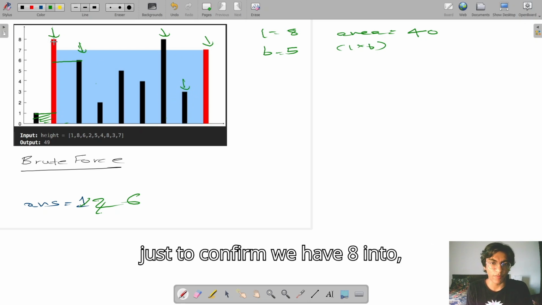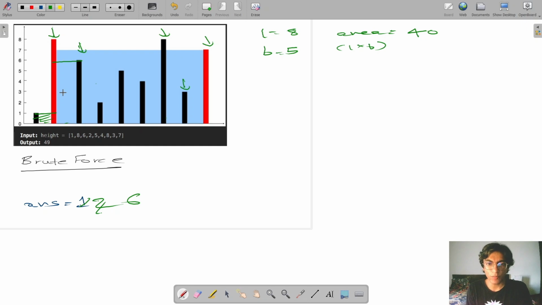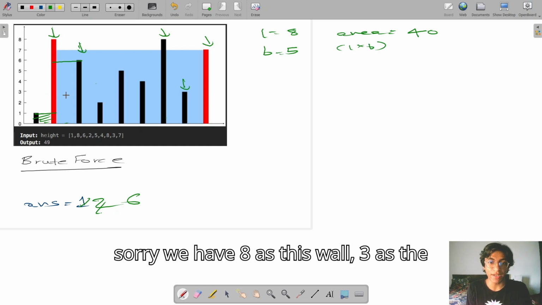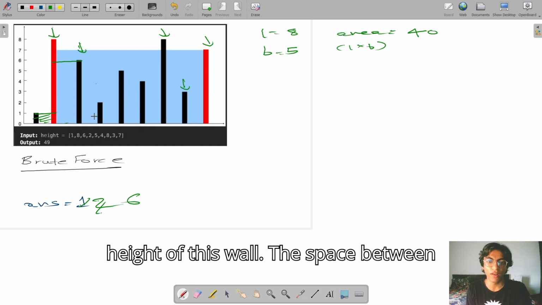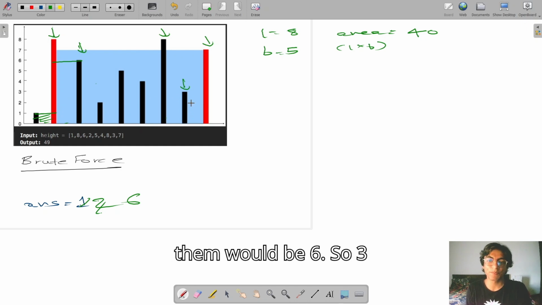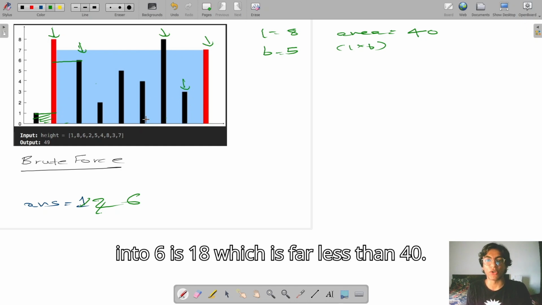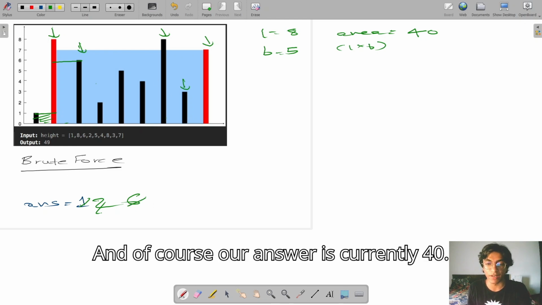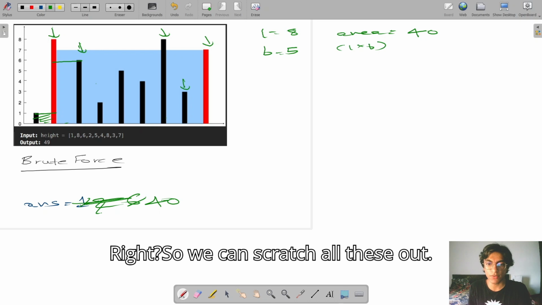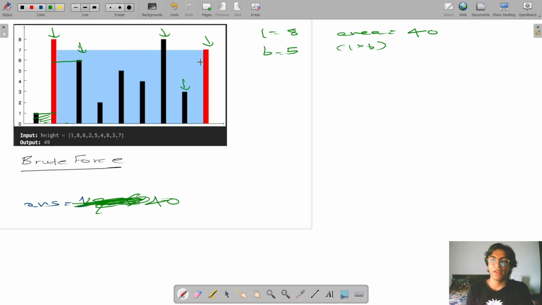And just to confirm, we have 8 as this wall, 3 as the height of this wall. The space between them would be 6. So 3 into 6 is 18, which is far less than 40. And of course, our answer is currently 40. Right? So we can scratch all these out. Then we move on to this wall right here.